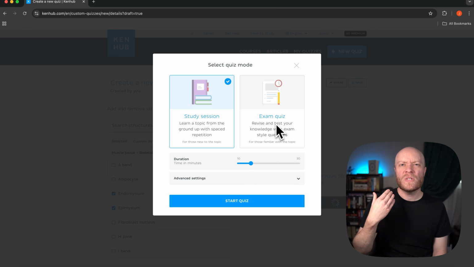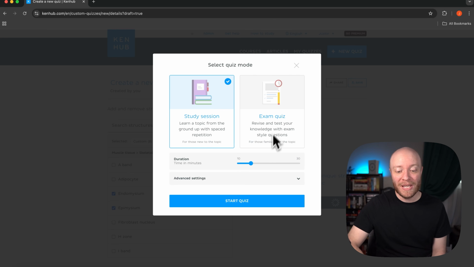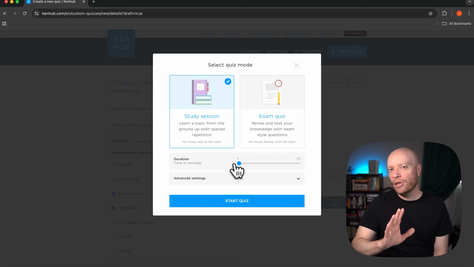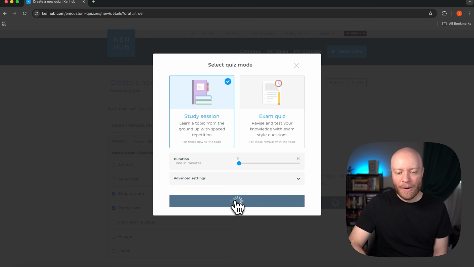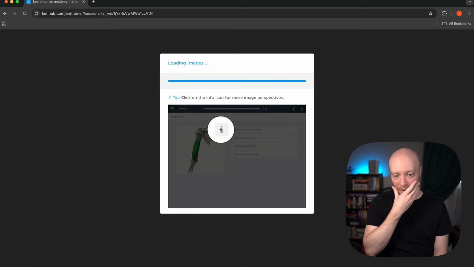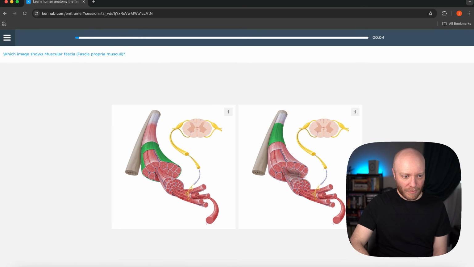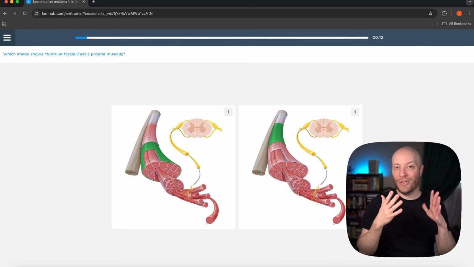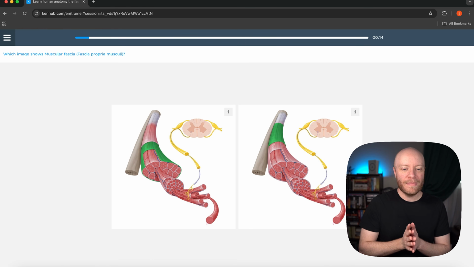So that's exactly what I want to do. And again, the exam quiz is more about just testing your knowledge, seeing how you're understanding it, which also can be highly, highly useful. I'm going to go ahead and lower this down to 5 minutes, and we're just going to start this quiz and see where things go from here. So, as we can see up here, which image shows muscular fascia? So I will give you a moment to kind of just look this over. You can always pause this if you need more time, but then we will kind of keep on going with it.